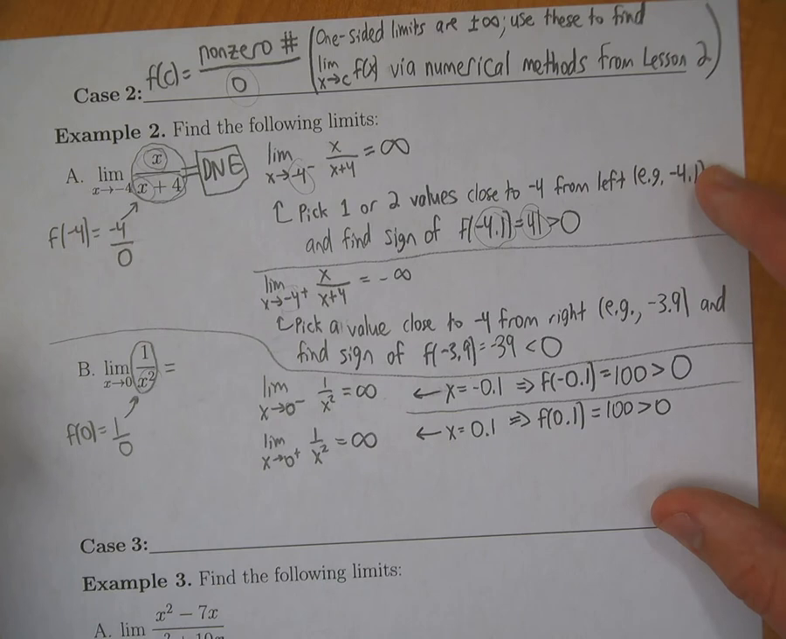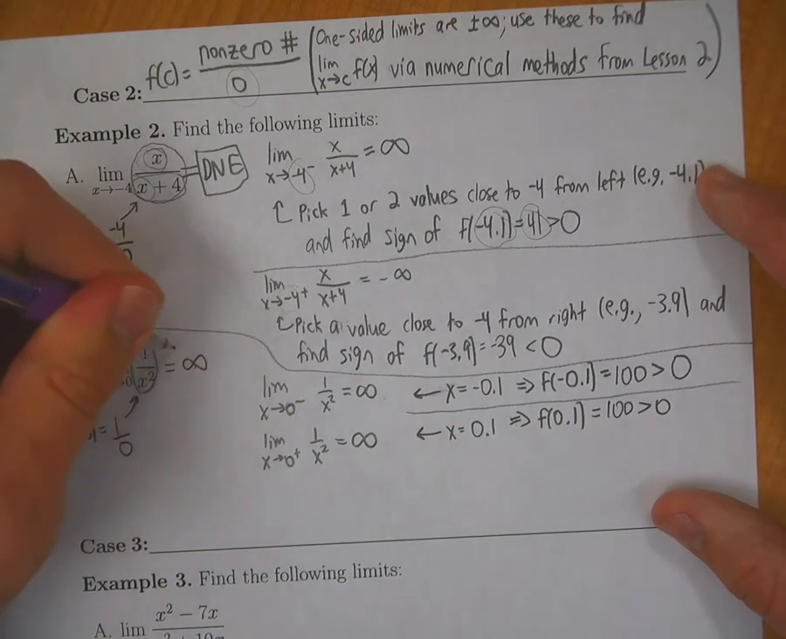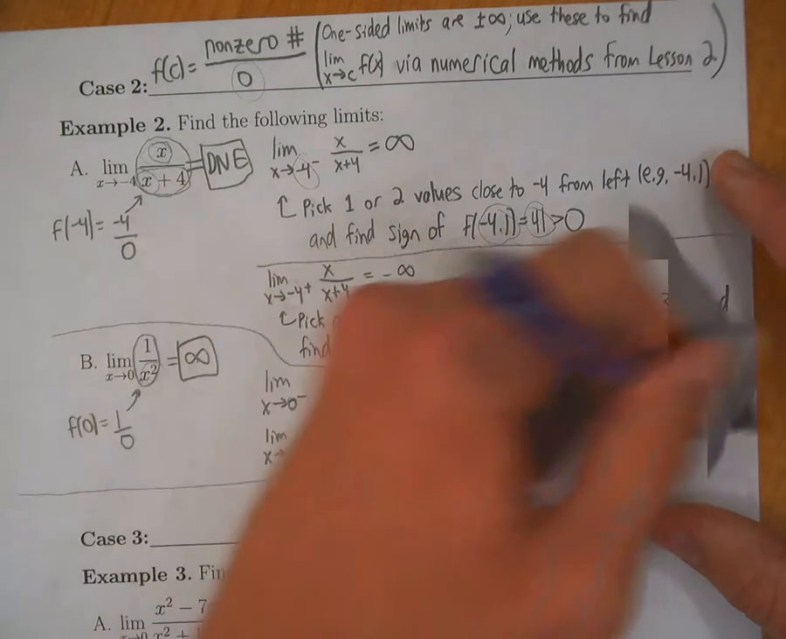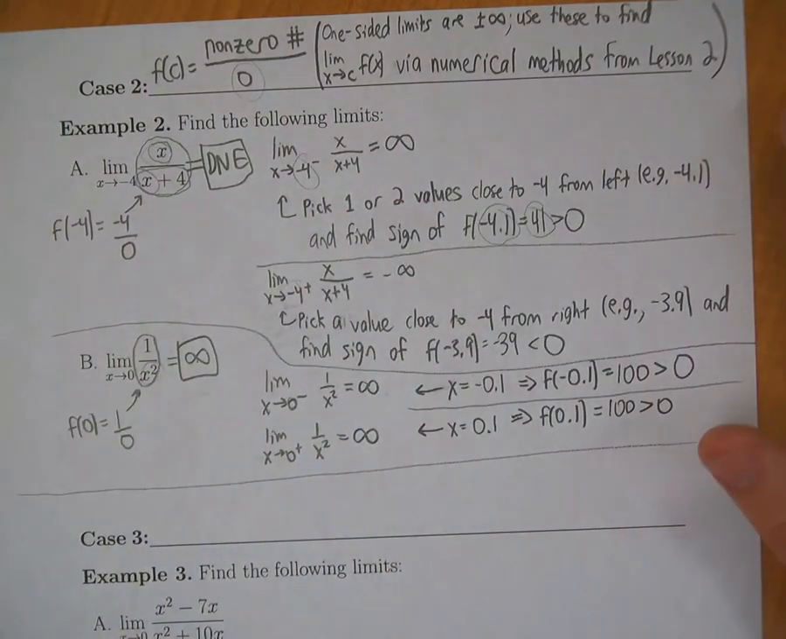And hence your desired two-sided limit will be something as well. What would the two-sided limit be, given what we have? Just infinity, good. So that's all I wanted to say on case 2. Any questions on that? Alright, cool.